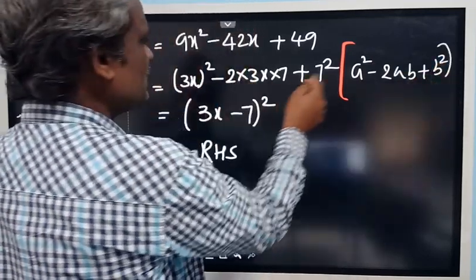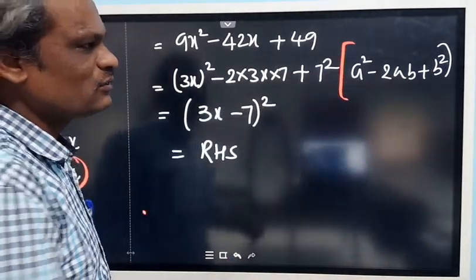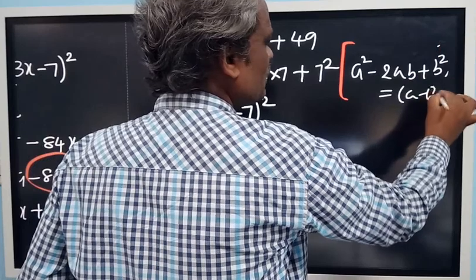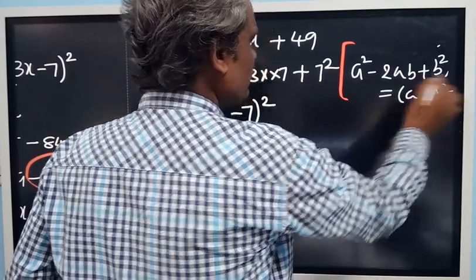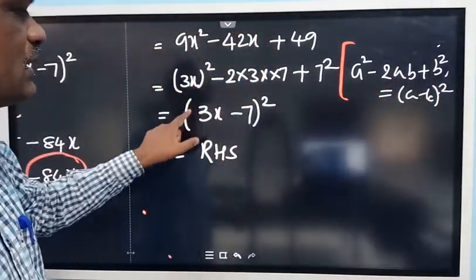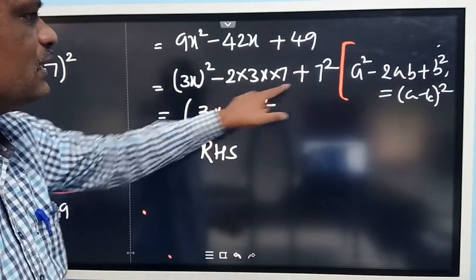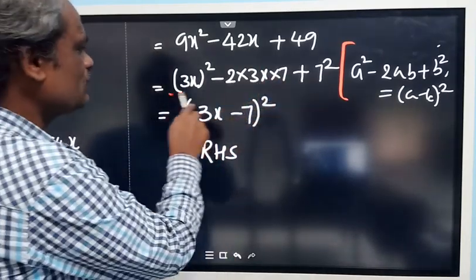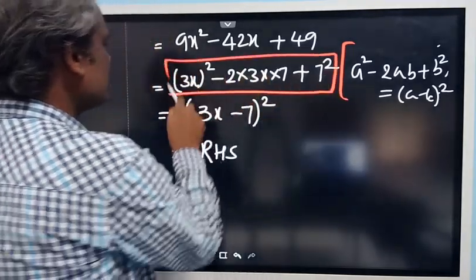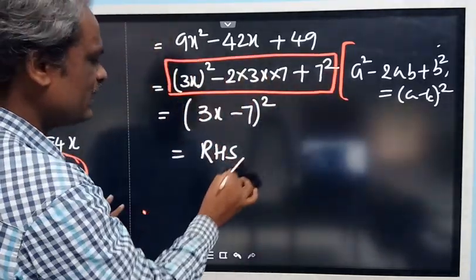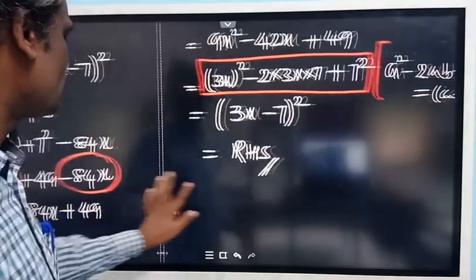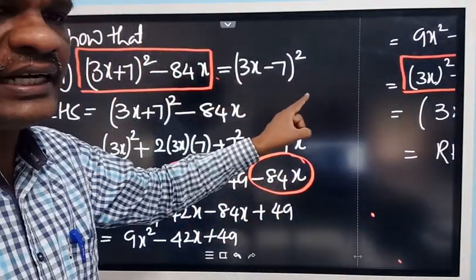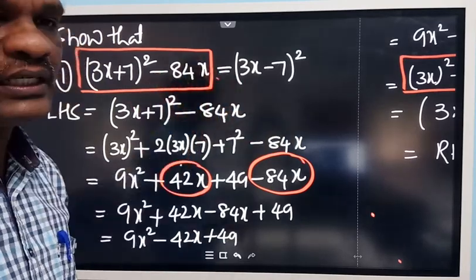So this expression is in the form of a² − 2ab + b², and this can be written as (a − b)². Therefore, in place of a you can write 3x, in place of b you can write 7. So it is (3x − 7)² only. This part is equal to (3x − 7)². So this is RHS, right-hand side. We took LHS, the left-hand side, and we reached the answer, the right-hand side. So therefore we can say both are equal here.